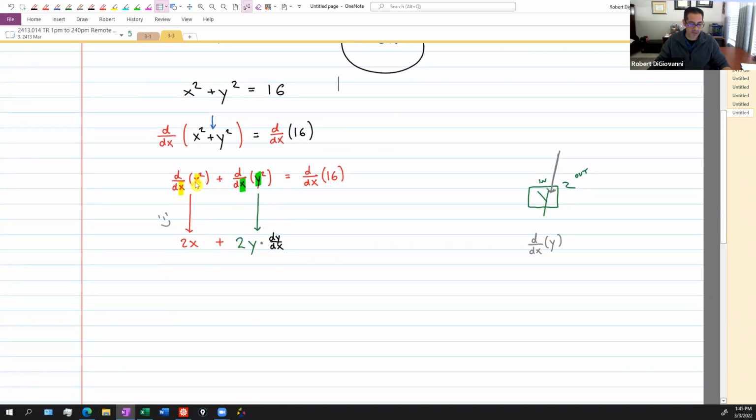So here, because the variables matched, it was just a traditional derivative, nothing special, 2x. Here, because the variables don't match, I have to apply the chain rule. So 2y to the first power first times the derivative of y with respect to x. The derivative of y with respect to x is dy/dx. We are done with the derivative of this. Now's a good time to ask a question.